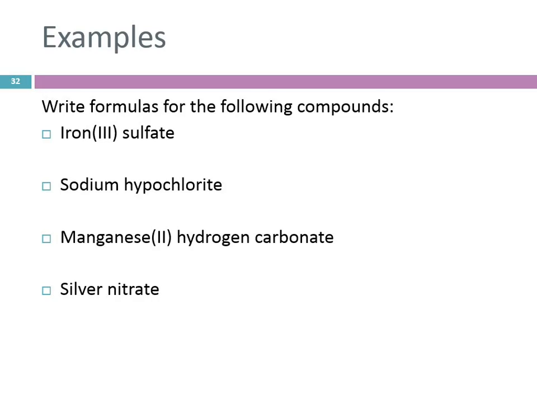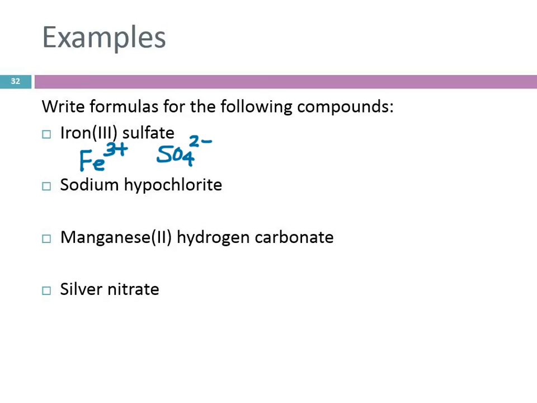Write formulas for the following compounds. So here's names. We're supposed to write formulas. Iron 3 sulfate. So there's two words here. We have two ions, so we need the formulas. Iron 3, the symbol for iron is Fe, not Ir. Ir is on the periodic table, but that's iridium. What's the charge on this ion? 3 plus. The Roman numerals tell us that. What's the formula for sulfate ion? SO4, 2 minus.